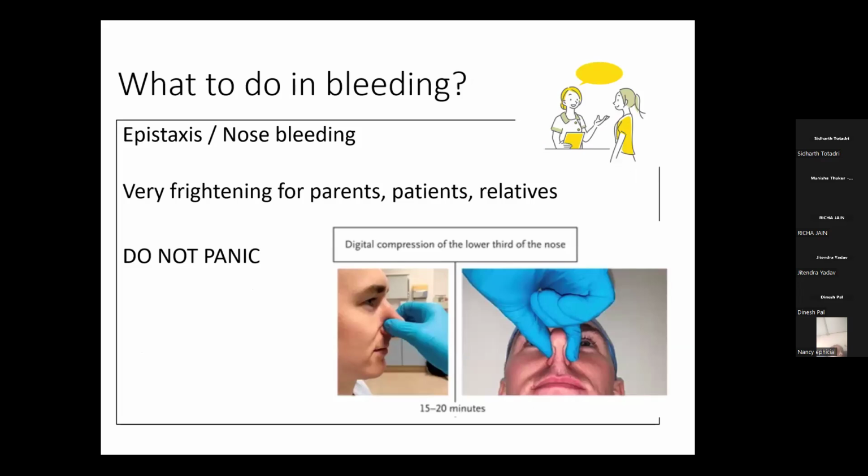What to do in bleeding? Importantly, the patient comes to us most of the time with nose bleeding. It is a very frightening condition for the parents, patient, and relatives also. So when the patient comes to us, or we should teach the parents, we should counsel that when the child has a nosebleed, don't panic. With digital compression of the lower third of the nose, most of the time the bleeding will stop after 10 to 15 minutes of compression.